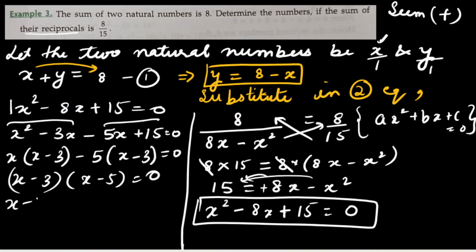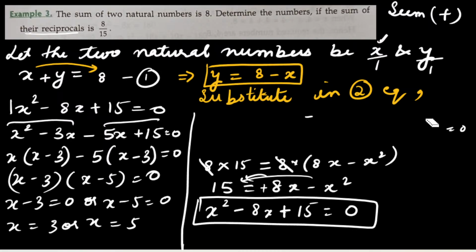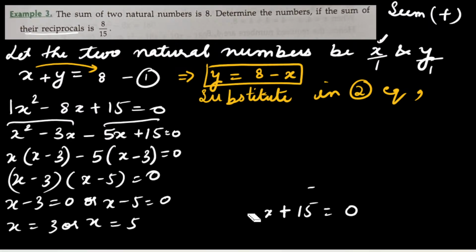So x minus 3 is equal to 0, or x minus 5 is equal to 0. x is equal to 3, or x is equal to 5. So both the values of x are acceptable, because both the values of x we got satisfy the required condition, which is natural numbers. So both the values are acceptable.